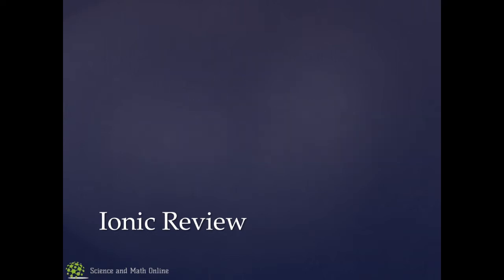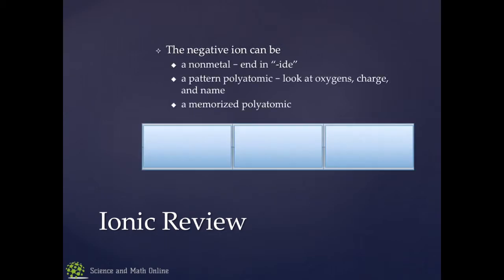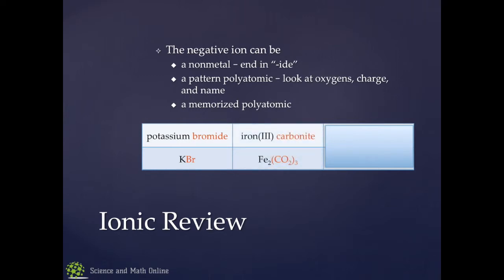Okay, for the negative ion, you once again have three options. It can be a nonmetal, which just means it ends in IDE. It can be one of the polyatomic ions from our pattern, and we just have to look at the pattern to figure out the oxygen, the charge and the name. So iron 3 carbonite. Carbon's outside the box, normally has 3. Ite is 1 less, so CO2 with a 2- charge. And then you can also have the ones you're supposed to memorize, like lithium cyanide.